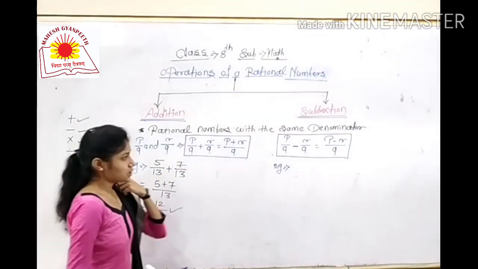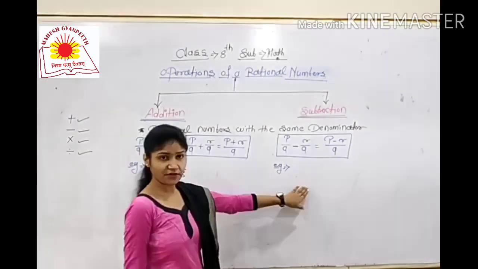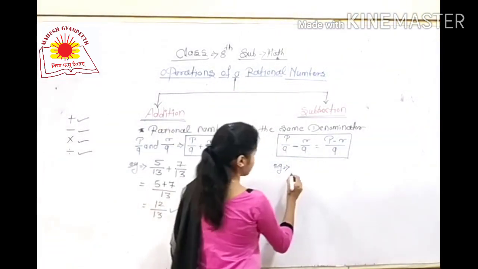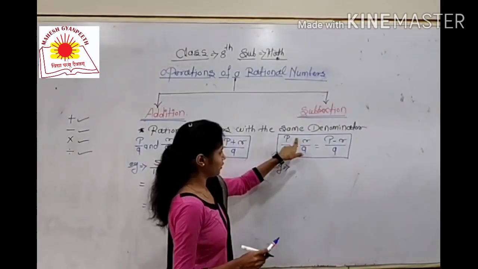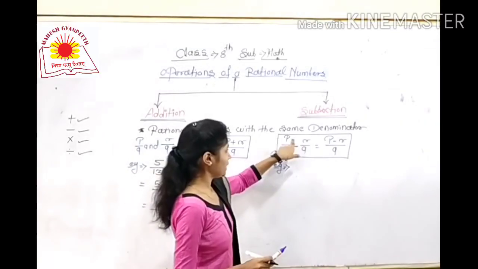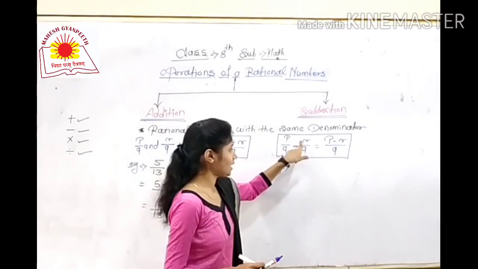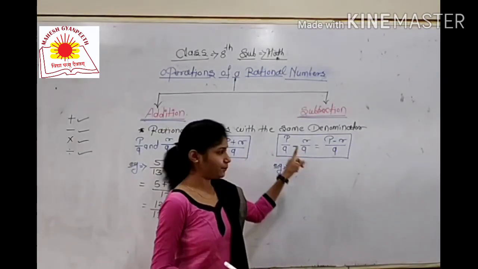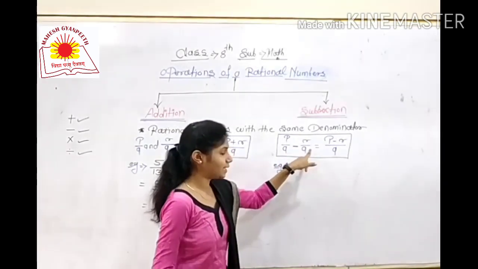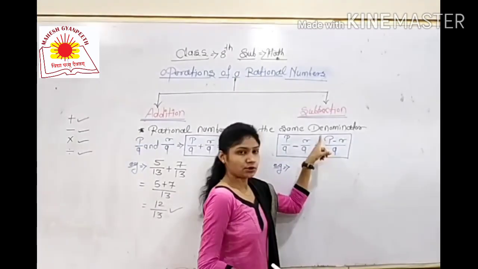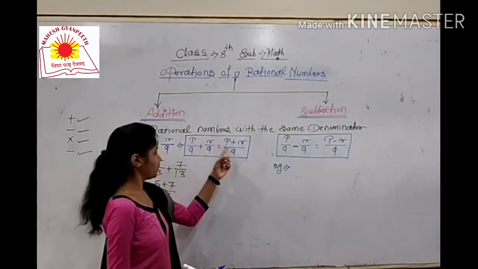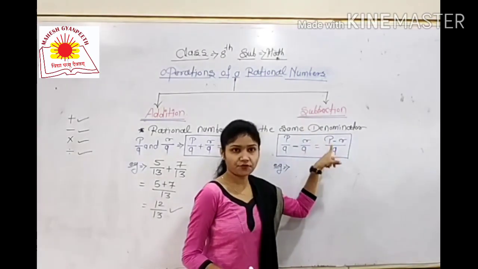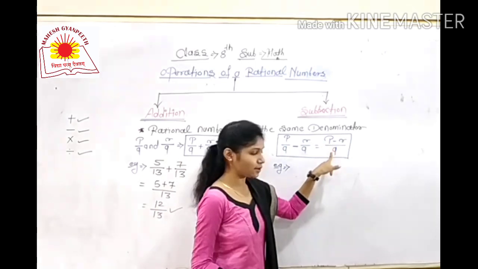Now subtraction of rational numbers. How do we subtract rational numbers with the same denominator? First the formula: P upon Q minus R upon Q. We only change the sign. P upon Q minus R upon Q is equal to P minus R upon Q, which means we subtract the numerators directly.